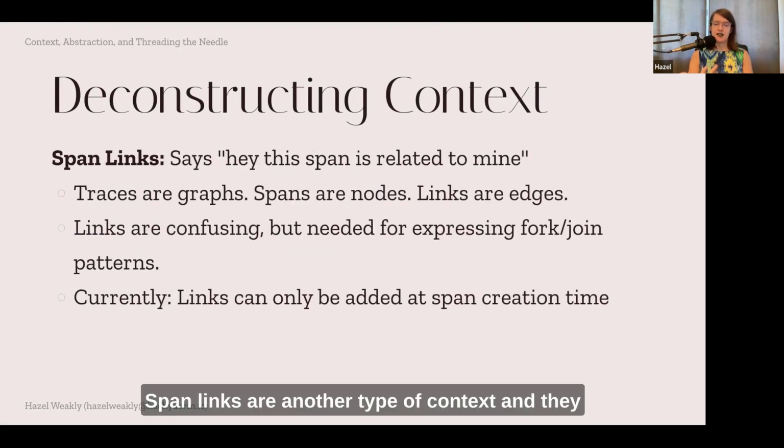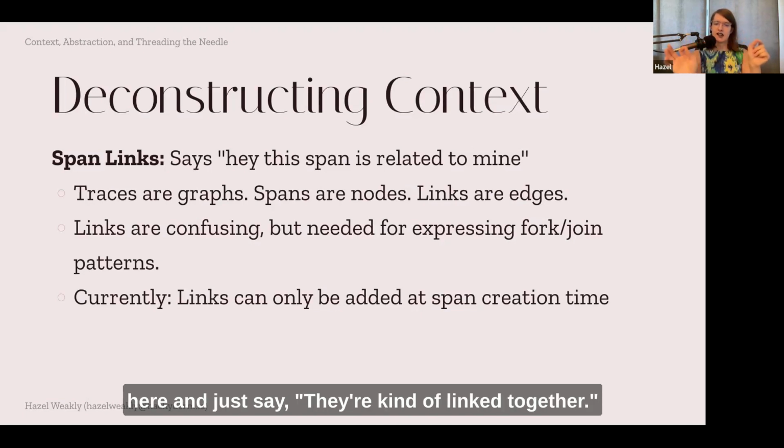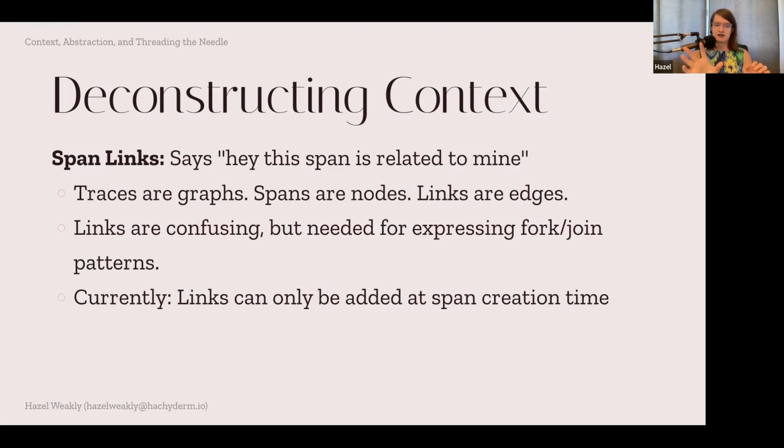Span links are another type of context. They say, hey, this span is related to mine. So you can think of traces as a graph. Spans are nodes, and links are the edges. If you have a graph that's a tree and you're building it down, and all of a sudden you need to take this one span over here and this one span over here and say, well, they're kind of linked together, you build that link, and that's an edge in that graph.